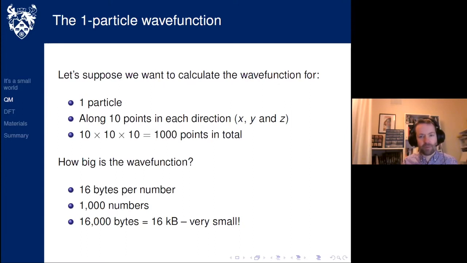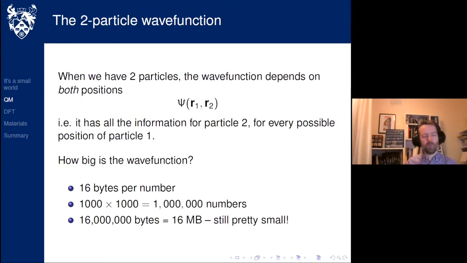That's one particle. What happens when I have 2 particles? Well, when I have 2 particles, the wave function depends on both positions. And that's because the way that particle 2 spreads out is different depending on where particle 1 is. So in this case, the wave function has all the information for particle 1 and particle 2, but it also needs me to put the positions of particle 1 and particle 2 in. It depends on both positions.